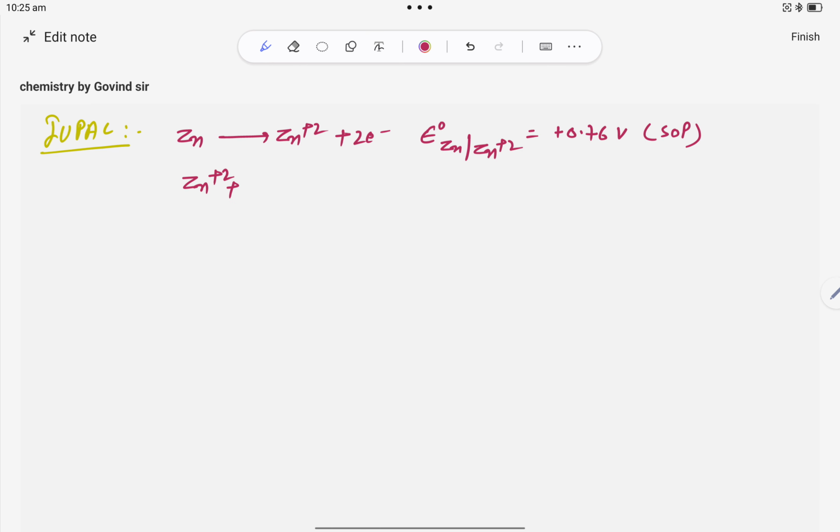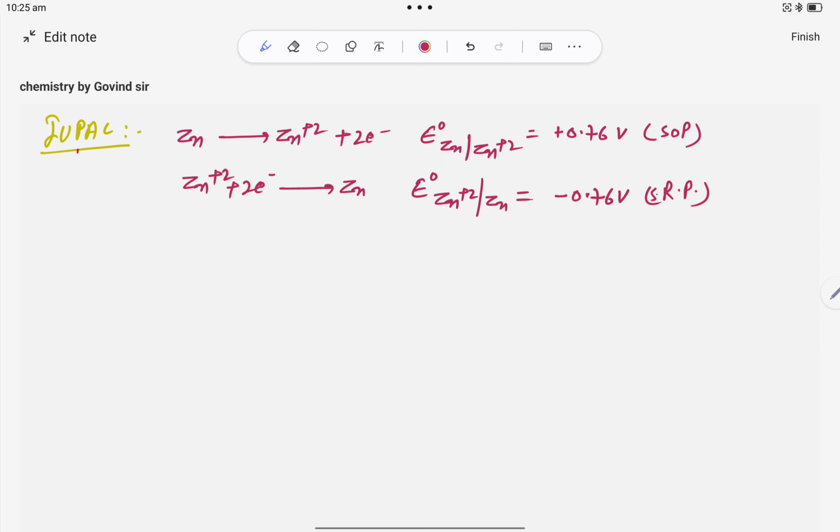Suppose zinc has a tendency to reduce, so it is accepting 2 electrons, converted into Zn. This is E naught of Zn2+ to Zn, minus 0.76 volt. It's your standard reduction potential. What difference are you observing? Same value but with the minus sign.